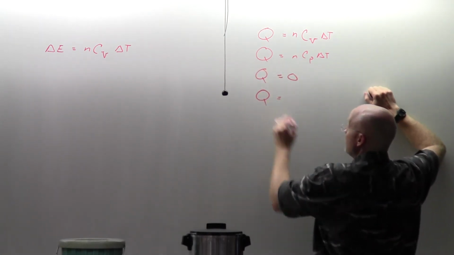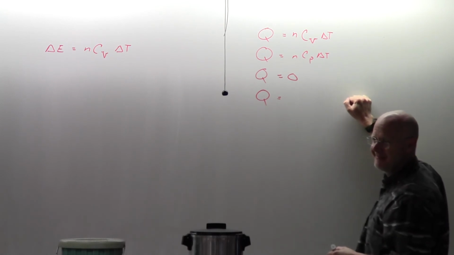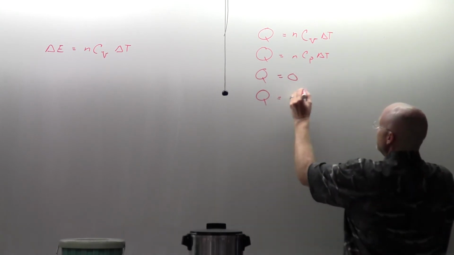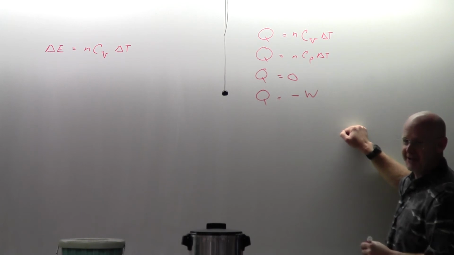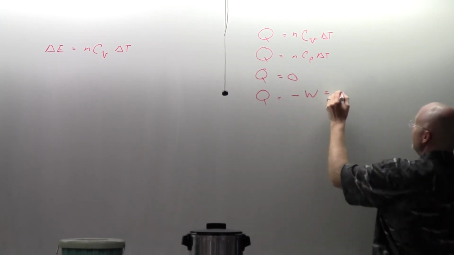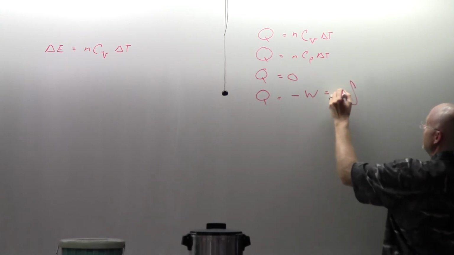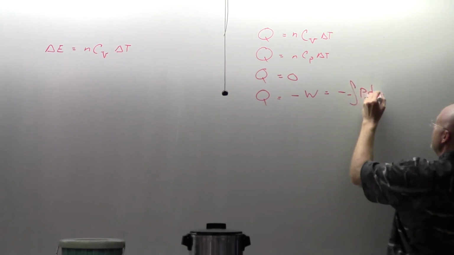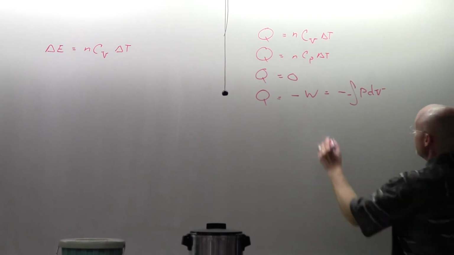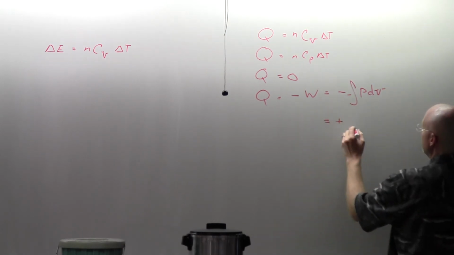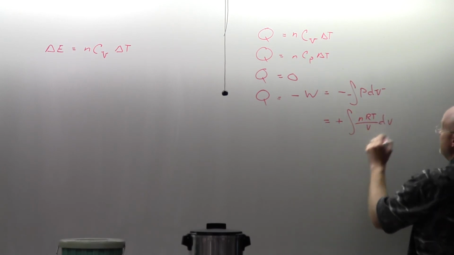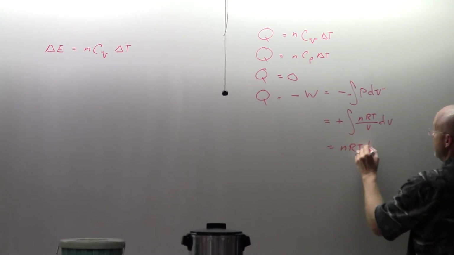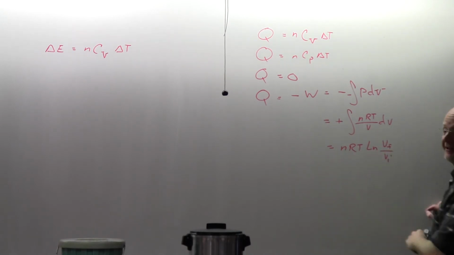The Q for the isotherm is negative of the work because there's no change in temperature. And the work is the integral of negative P dV. And so the negatives cancel off, and the P can be written as nRT over V dV, and so nRT natural log of final volume over initial volume.